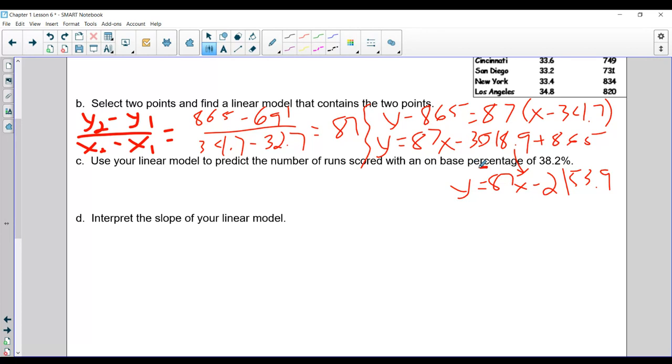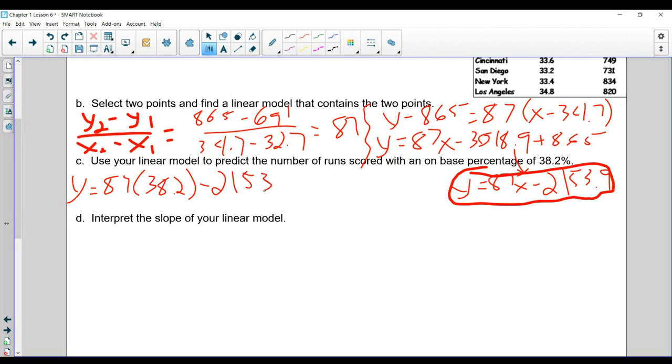So now I'm going to use that equation to predict the number of runs scored with an on-base percentage of 38.2. So I'm going to take 38.2, plug that in for x, come up with the answer. And when you plug that into your calculator, you will get 1,170. Okay?